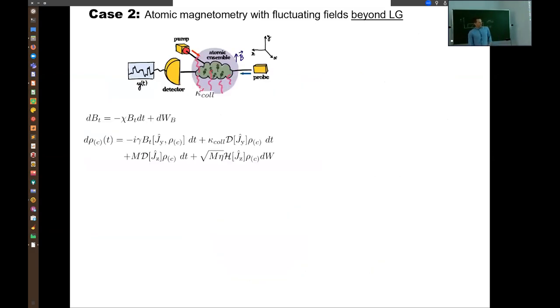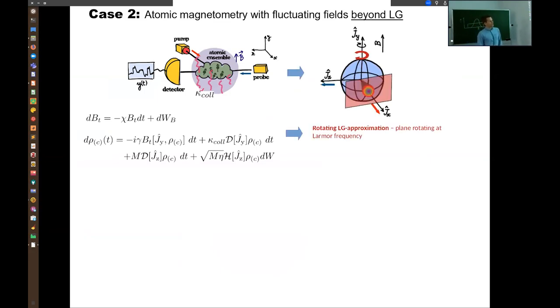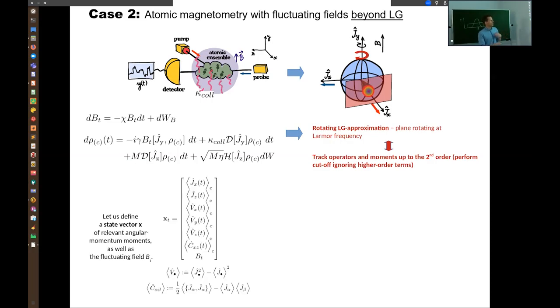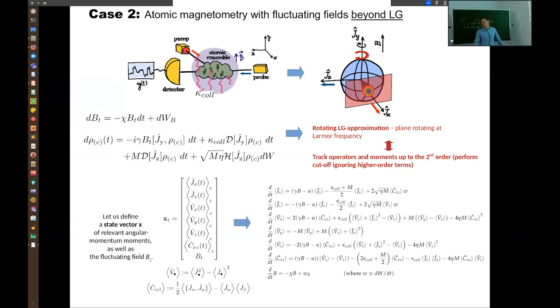And here I put some maths just for those that are interested. So what does it mean that I want to do a rotating plane? That means I should transfer my model, which includes the full density matrix, onto only first and second moments, right? I should track what the first and second moments are doing. So formally, in this control theory, I would like to form a state vector, which now has first and second moment as well as the field, because the field also fluctuates. And I wrote them for you, and you can solve it.